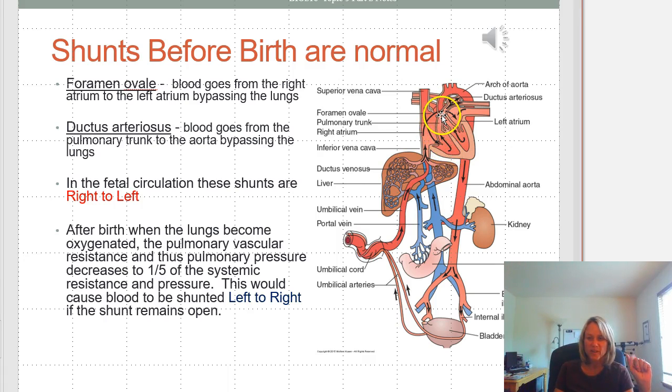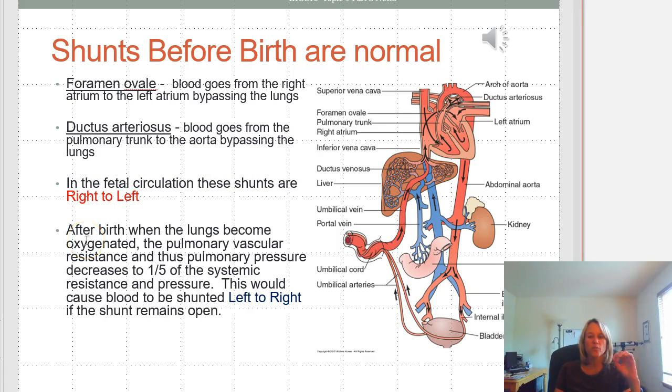to the pulmonary artery. There's another connection between the pulmonary artery and the aorta, and that's called the ductus arteriosus. Once again, the pressures are greater on the pulmonary side than the systemic side in the fetal circulation, so blood is shunted from the pulmonary artery to the aorta, once again bypassing the lungs and going to the body. So in the fetal circulation, the shunts are right to left, okay?